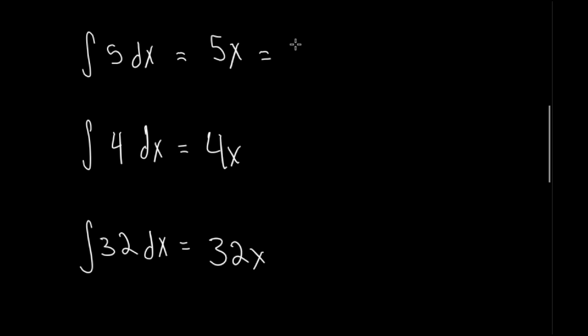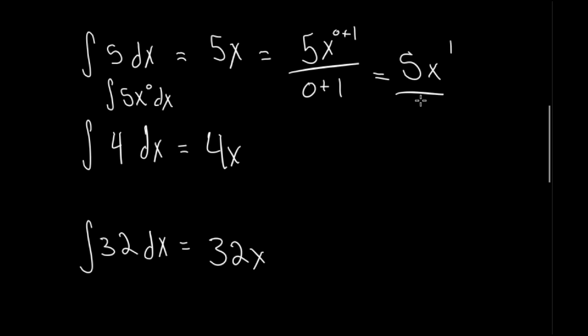Again, this can be written as the integral of 5x to the power of 0 times dx. So then in this case, we have 5x to the 0 plus 1 over 0 plus 1, which will just give us 5x to the 1 over 1, which is just 5x. Now, never forget plus c when you're anti-deriving an indefinite integral. Plus c, plus c.